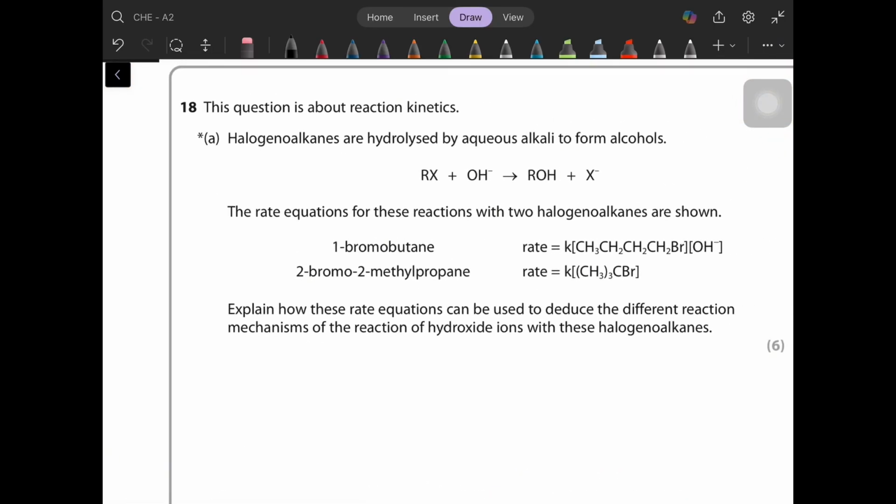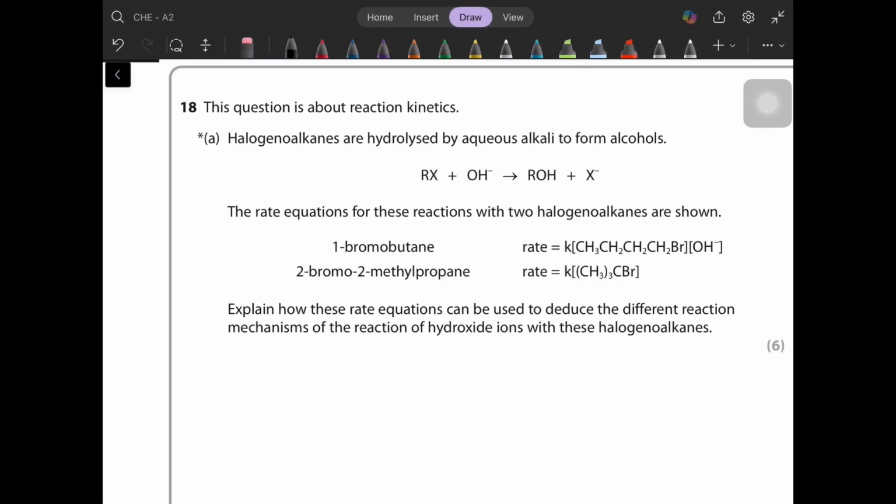This question is about reaction kinetics. Halogenoalkanes are hydrolyzed by aqueous alkali to form alcohols. Nucleophilic substitution reaction. The rate equation for this reaction with halogenoalkanes is shown, 1-bromobutane.